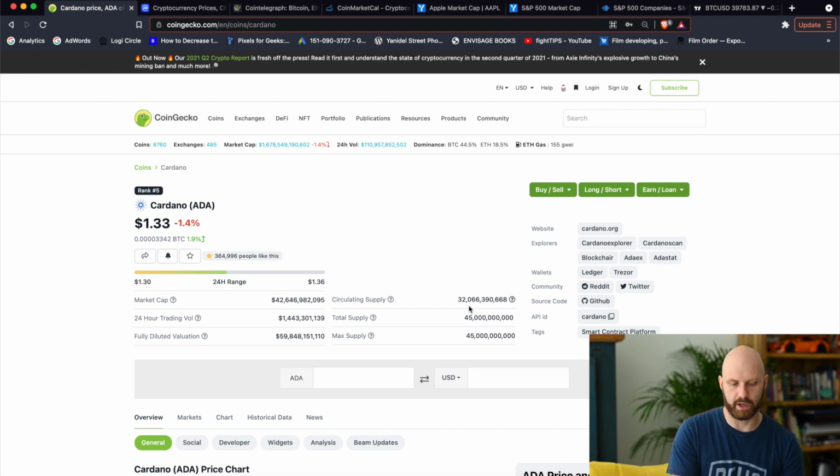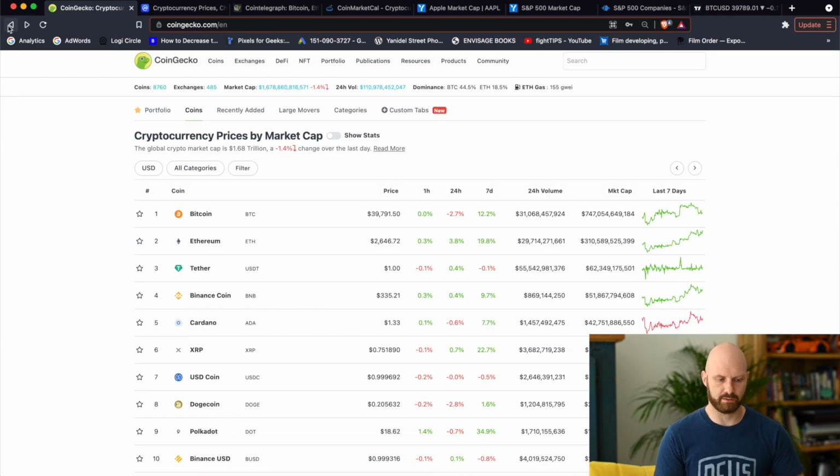So it would be ridiculous to expect the price of Cardano to be anywhere near the price of Bitcoin, because there is just so much more Cardano in circulation than there is Bitcoin. And this is really important when we try to estimate what potential a particular coin may have in terms of increasing its value.